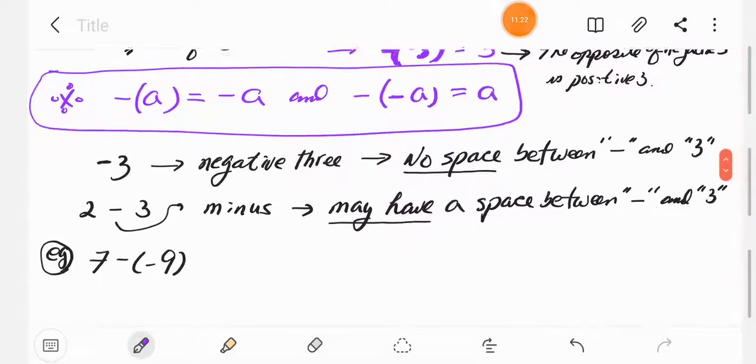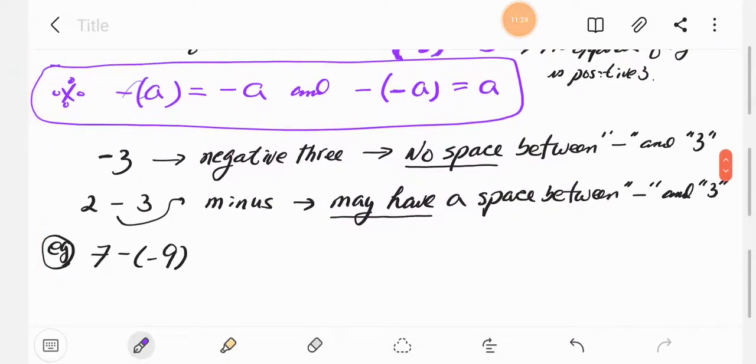Okay, so whenever we have the opposite of a number, a negative sign with parentheses, you can just remove the parentheses. If we have the opposite of a negative number A, then the result is only the number A. So change the sign of the number inside the parentheses.